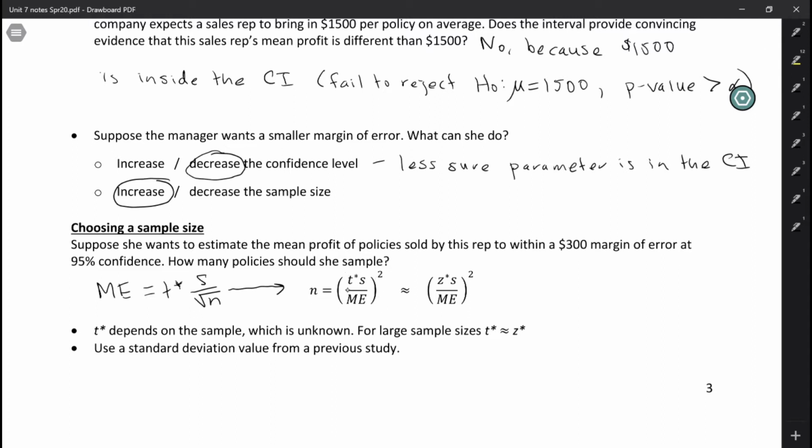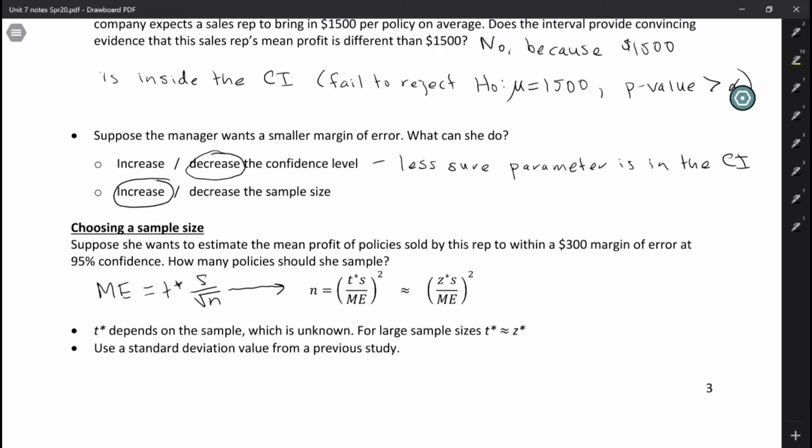But of course we can't really use t star for this because, remember, you have to know your degrees of freedom to get t star, so you have to know what your sample size is. The good news is that when you have large sample sizes, t star and z star are going to be very similar to each other. So we're just going to use that. That's really the best that we can do in this situation.